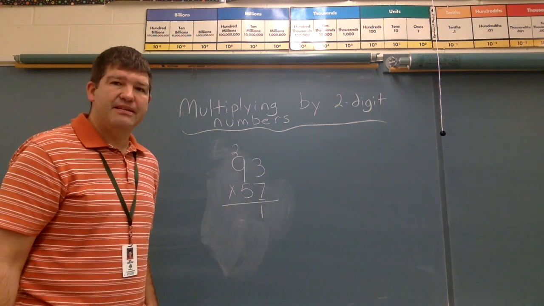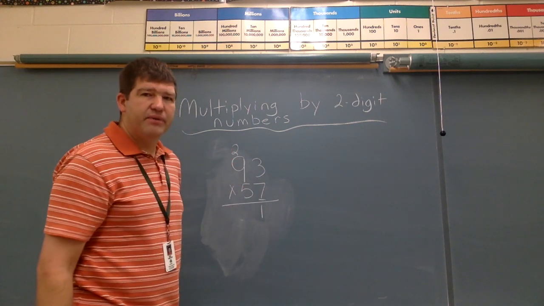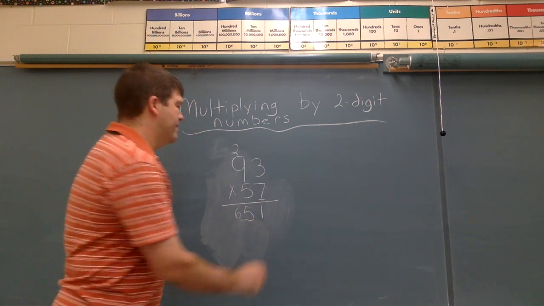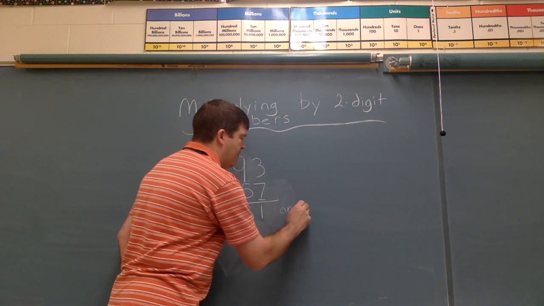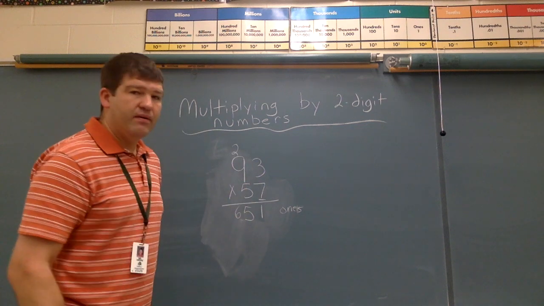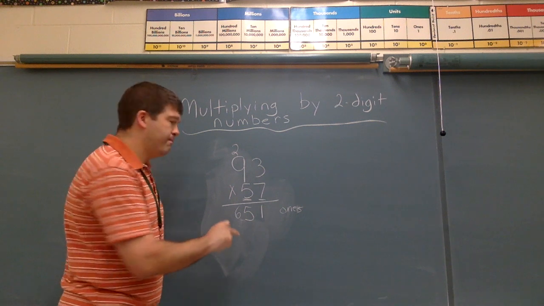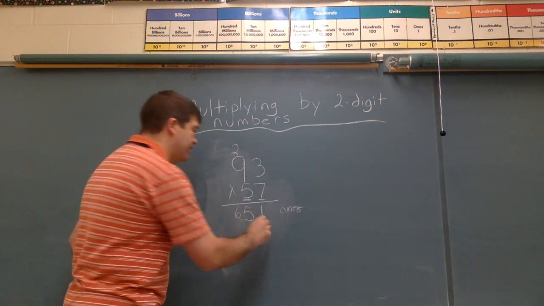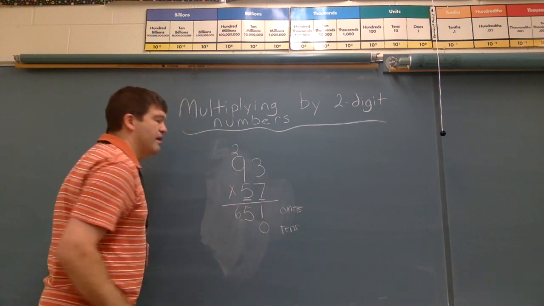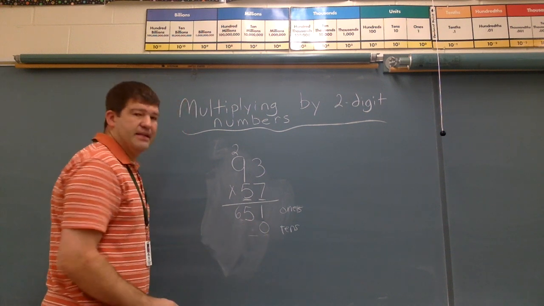9 times 7 is 63. That's 63, and then I add whatever I have here. 63 plus 2 is 65. Okay, there's my ones, 7 times 93. Now, I'm going to move into this next area, this 5, which stands for 50 of 57. So 50 is the tens. Okay? And I'm in the tens, so I put my 0 there so I can start in the tens place. There's the ones, here's my tens.